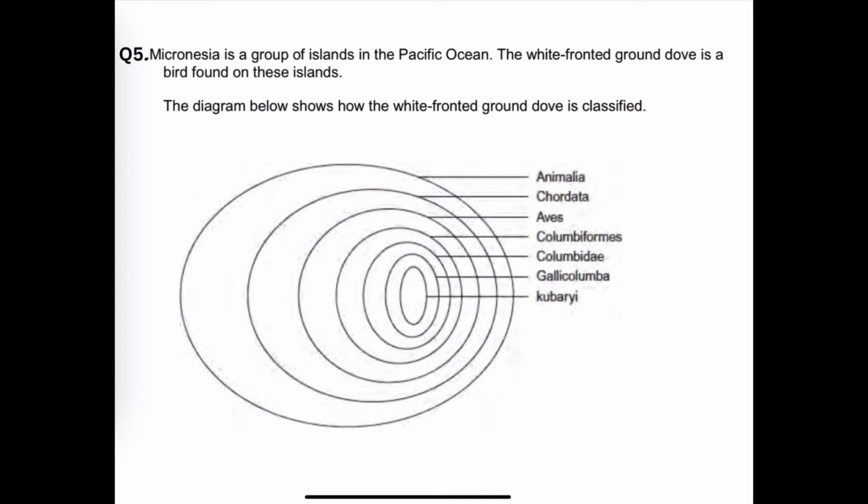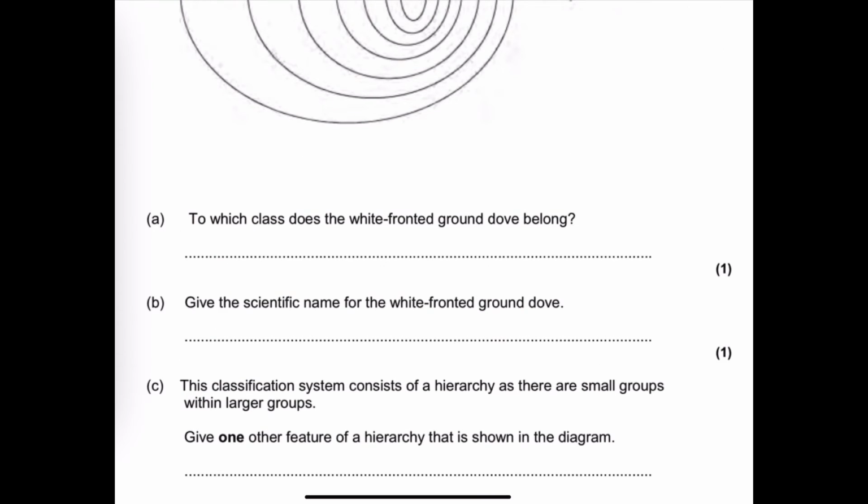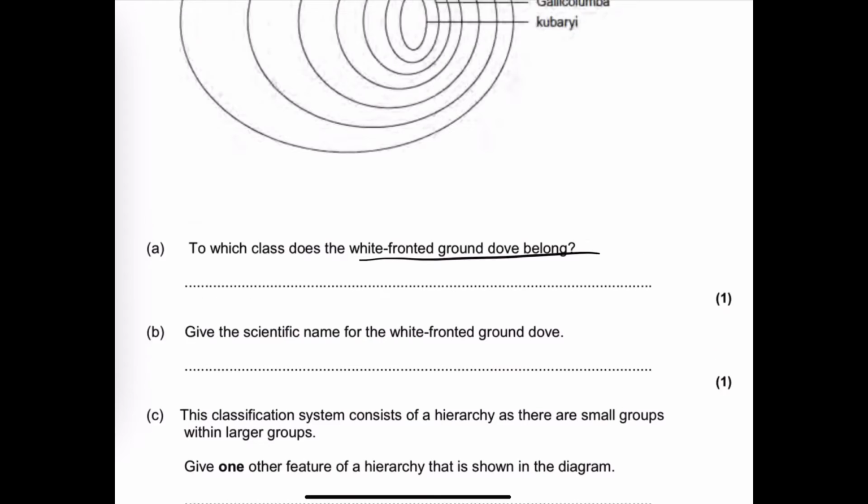Question 5. Micronesia is a group of islands in the Pacific Ocean. So the white-fronted ground dove is a bird found in these islands. So the diagram below shows how these are classified. A, to which class does the white-fronted dove belong to?